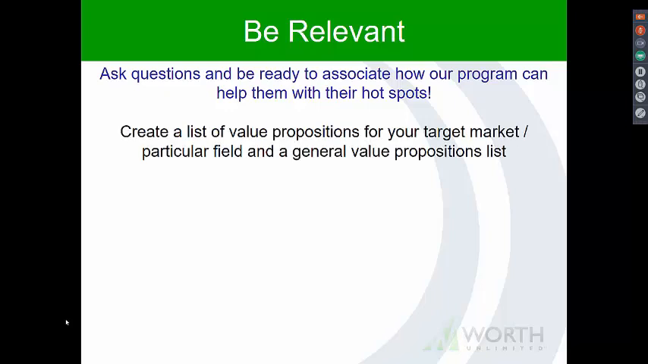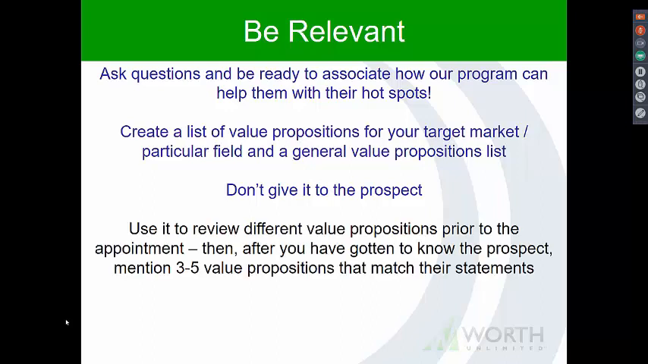Okay, I've said this many times, but I just want to reiterate this. Create a list of value propositions for your target market, particular field, and general proposition list. Don't give it to the prospect. This is your information. This is for you to relate to the client. Don't just write it out and hand it to the prospect. Use it to review different value propositions prior to the appointment.